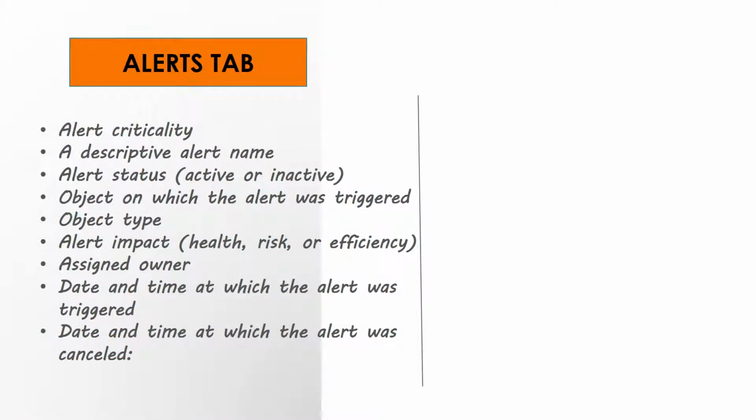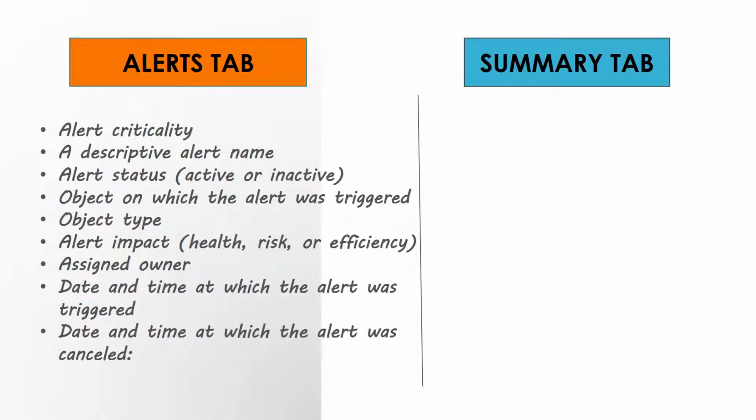Now, looking at the alerts tab and what information it provides. It gives us details about each triggered alert, such as the criticality of the alert and its descriptive name, which, if it is a built-in alert, is built in, and if you have created the alert, you give it a descriptive name. Also the alert status, whether it's active or inactive, the object on which the alert is triggered and the type of that object, and the assigned owner of the alert. With all this, it also tells about the alert's impact, like whether it's on health, risk, or efficiency, the date and time at which the alert was triggered, and the date and time at which it was cancelled. The urgency of the alert is determined by its criticality and its impact, which in turn also determines which badge it will affect.